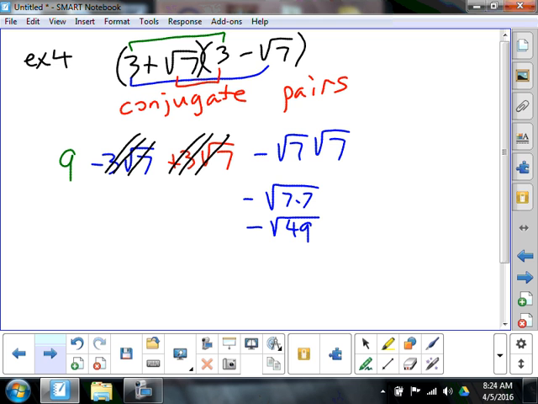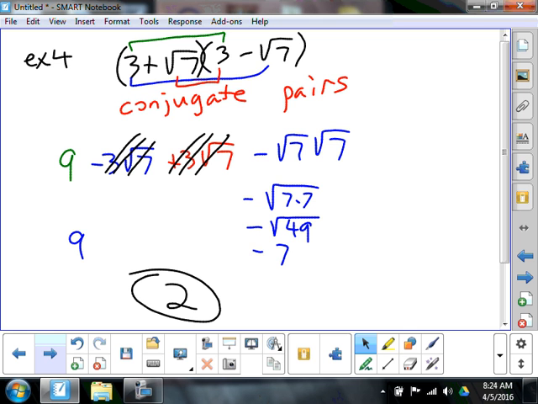It ends up being 7, right? So what we've got left is 9 minus 7. So it's just 2. The final answer is just 2. Hey, wait a minute, just 2. That's rational now, isn't it? Just like we said.